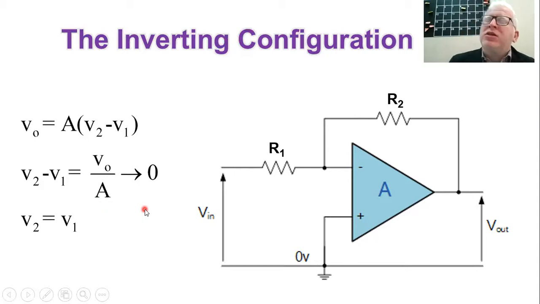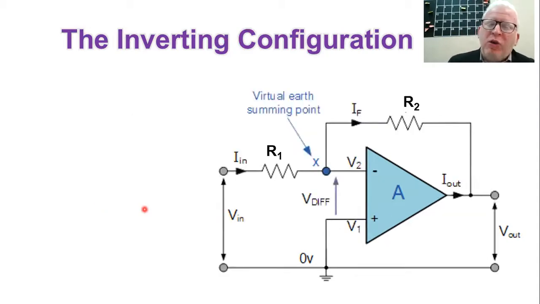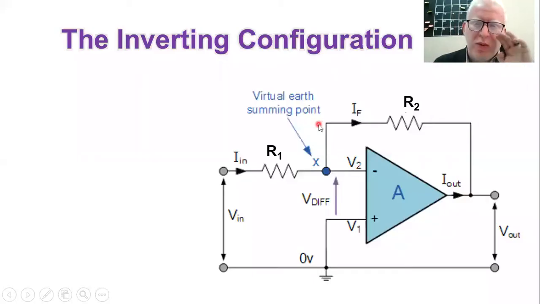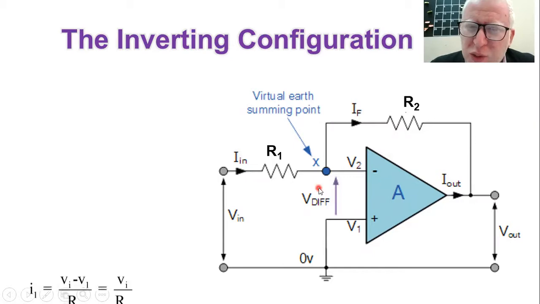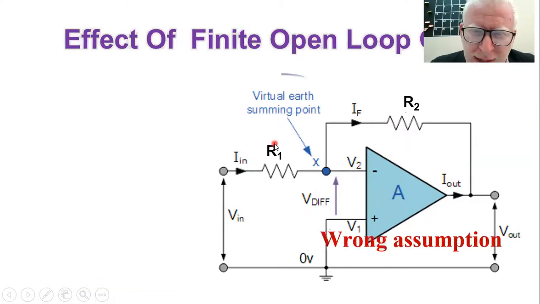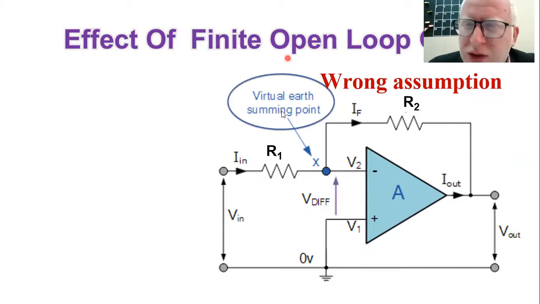So what we are going to do now is resolve this inverting configuration circuit, while considering that the open loop gain is not equal to infinity and V2 is not equal to V1. This is what we are going to do now. So let's start while considering a finite open loop gain.